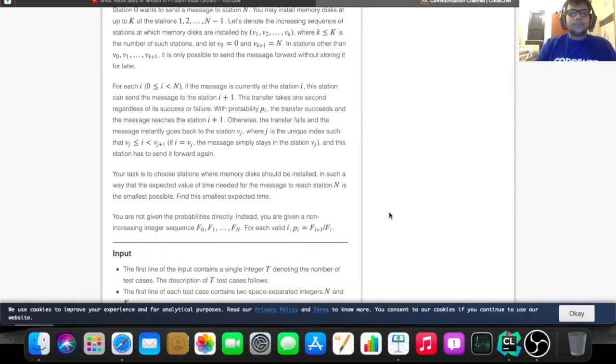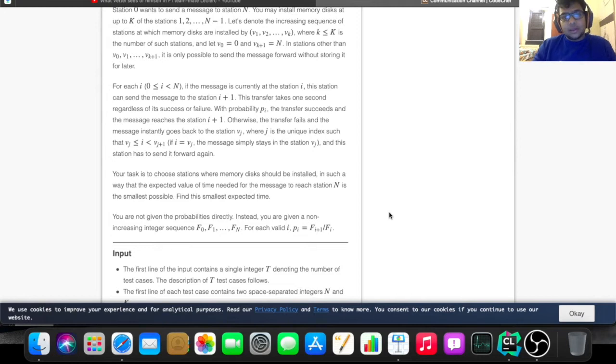Now, if the transfer fails, it's not like you can do the transfer again immediately. So if the transfer fails at station I, then it goes back to station J, where J was the last station with a memory disk. So let's say memory disks are at station 1 to 10, 11, and you were trying to do a transfer from 9 to 10. Then if that transfer fails, it doesn't go back to station 9, it goes back to station 2, the last one which had a memory disk.